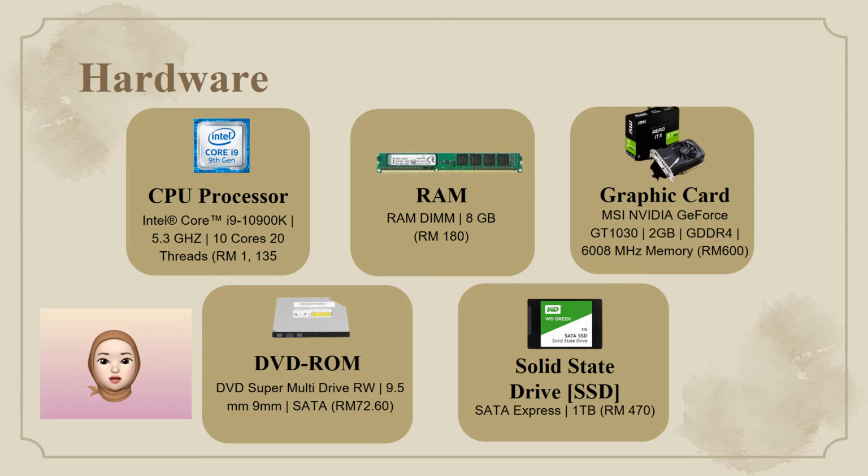We have chosen Intel Core i9-10900K with 5.3 GHz. Price is around RM1,155. The second one is about random access memory or RAM. We have chosen RAM DIMM with 8GB and the price is around RM180. The third one is DVD-ROM and we have chosen DVD Super Multi Drive RW with size 9.5mm and 9mm and the price is around RM72.